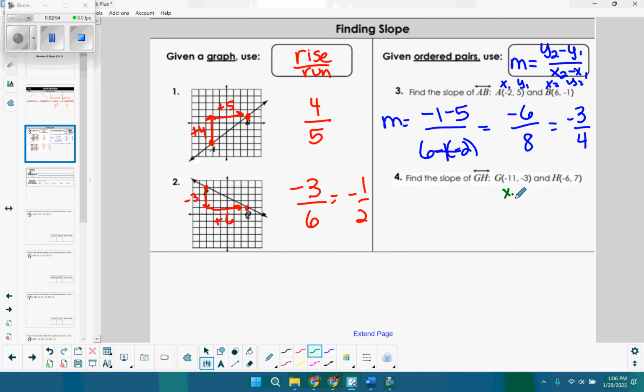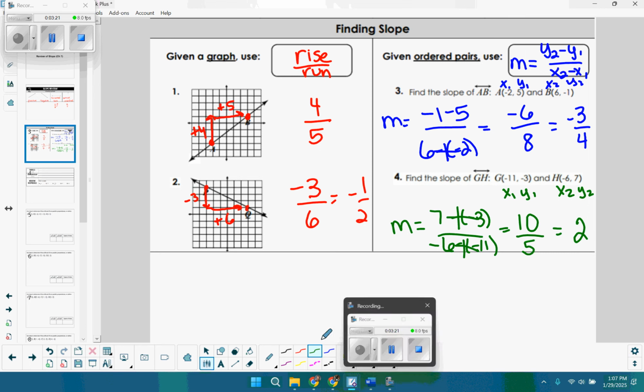For 4, we're going to find the slope of GH. So again, M will equal, y's first, 7 minus negative 3, over x's, negative 6 minus negative 11. So this negative becomes plus, 7 plus 3 is 10. This negative becomes plus, negative 6 plus 11 is 5, and 10 over 5 turns into 2.